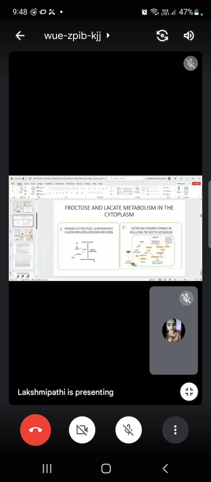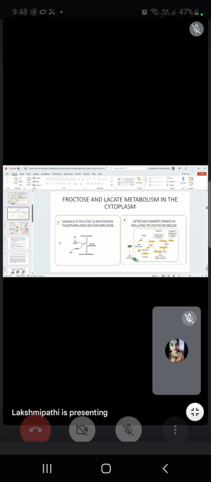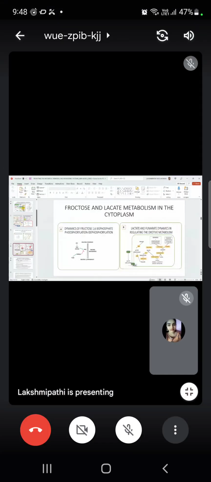Is it clear? Fructose 6 phosphate is converted to the hexosamine biosynthetic pathway. I have shown you in earlier slides, am I right? Now coming to lactate shuttles: lactate is produced under anaerobic conditions.